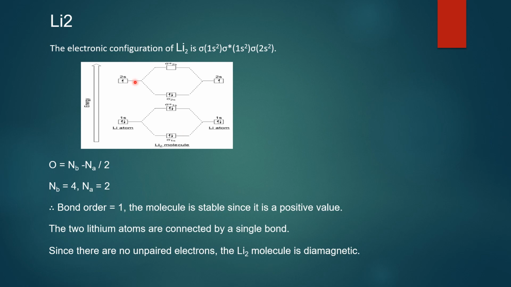What I have done here is construct the MOED and write the electronic configuration of Li2 from lower energy levels to higher energy levels: sigma 1s is occupied with 2, sigma star 1s is occupied with 2, sigma 2s is occupied with 2, and sigma star 2s is 0. No need to write this. Then I calculated the bond order. After calculating the bond order, you go for finding the magnetic property. Okay, this is about the Li2 molecule. Coming to the next example.